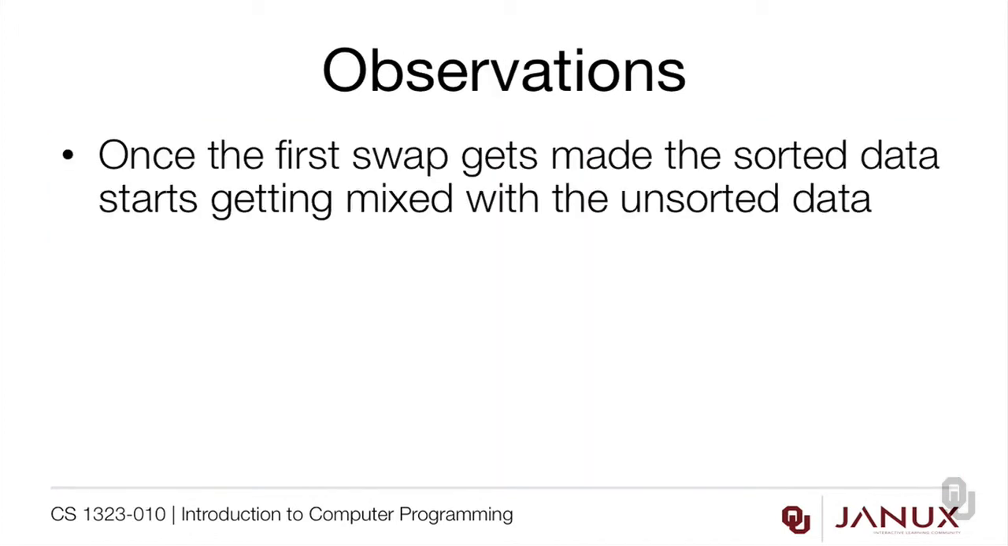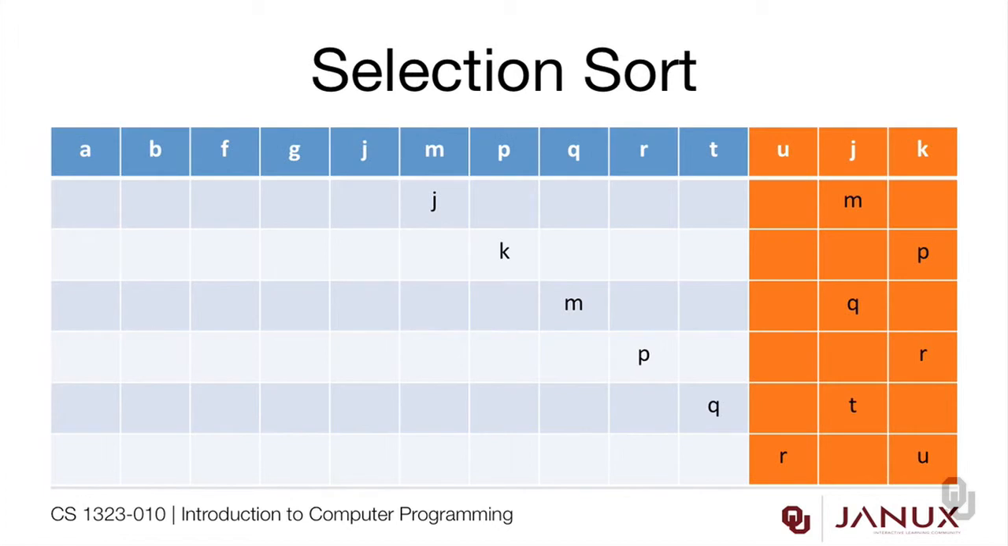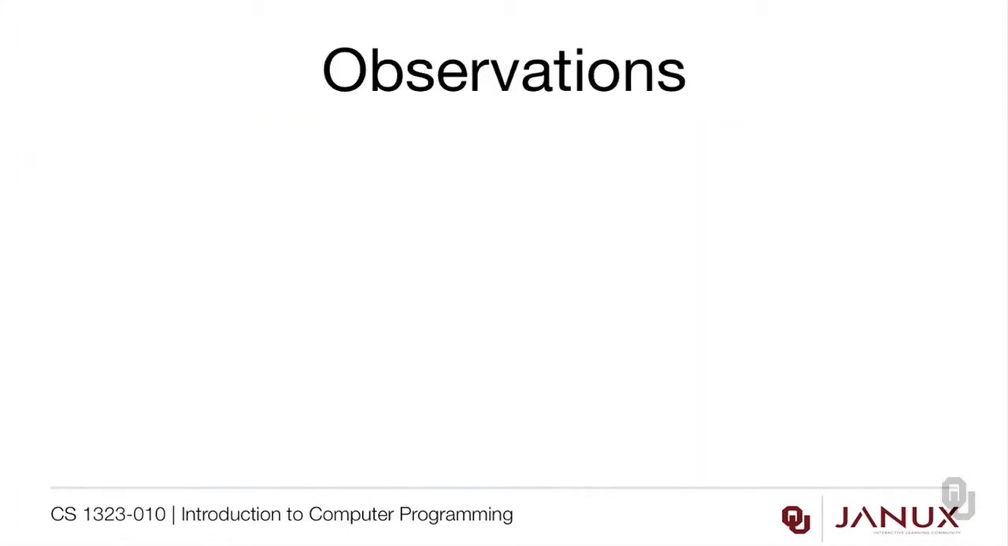So let's make some observations. Once the first swap is made, the sorted data starts getting mixed with the unsorted data. But are we losing the value of having the data sorted? Well, let's go back and take another look at that table. So here's the table again. Notice, for example, when we swap that M, we're putting it into a place of values that are still bigger than any place we are in the algorithm. In other words, we're not really losing the value of having that data sorted. We're just moving positions around.